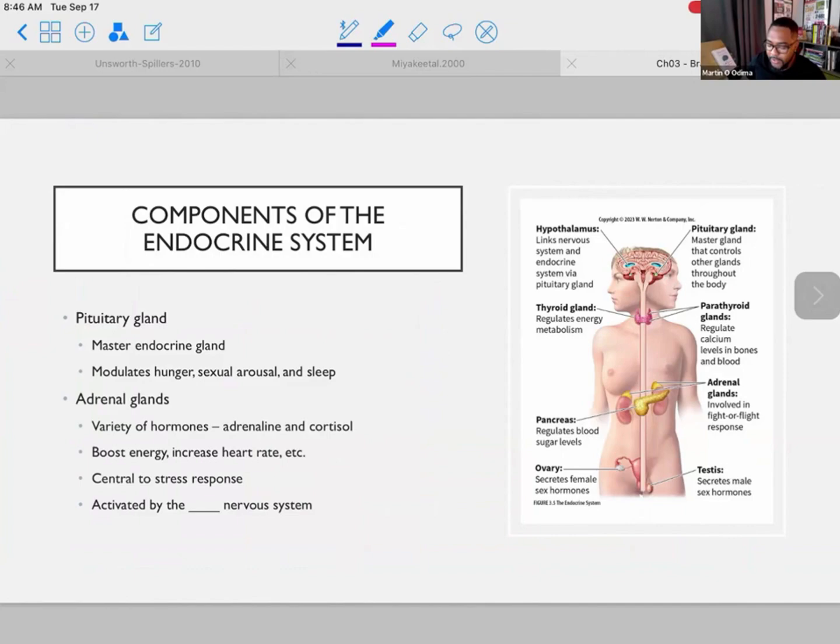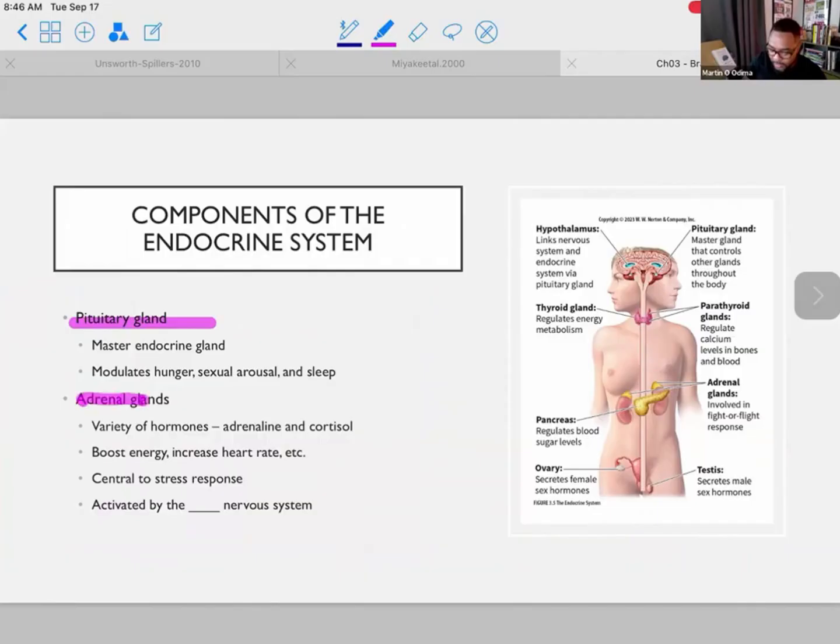And some of the components of the endocrine system, so I talked about these, I listed them earlier. So what do each of them do? The pituitary gland is the master endocrine gland, we would say, and it modulates hunger, sexual arousal, and sleep.